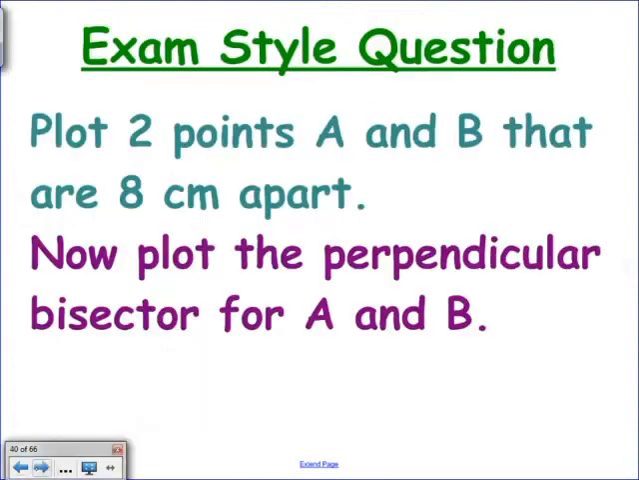Okay? So, plot 2 points A and B that are 8 centimetres apart. You don't have to draw a line between them. You can just label them A and B and then cut them in half. They're the basics of loci and drawing and construction.